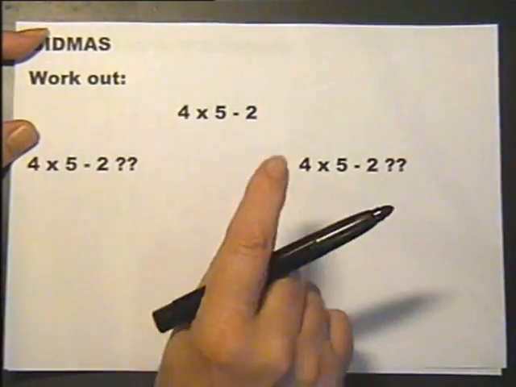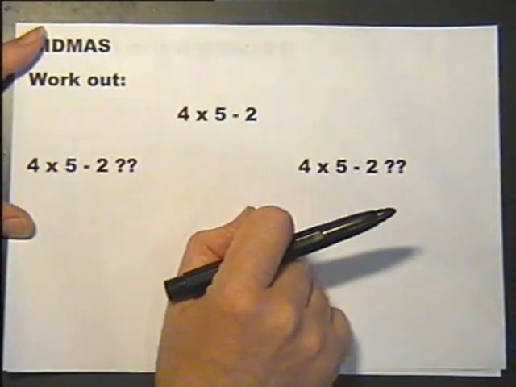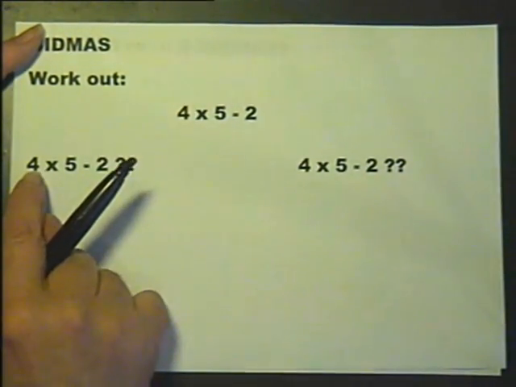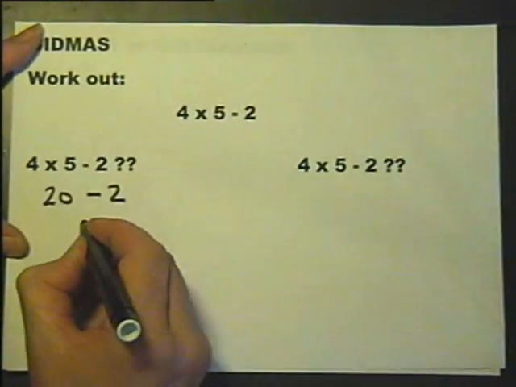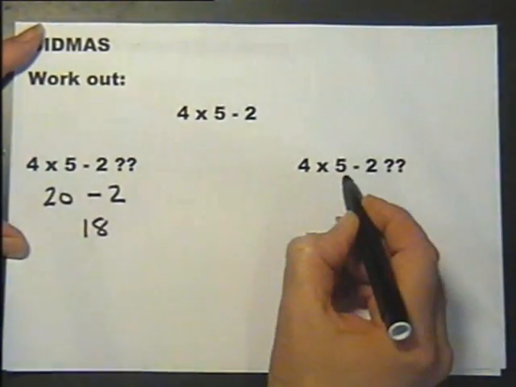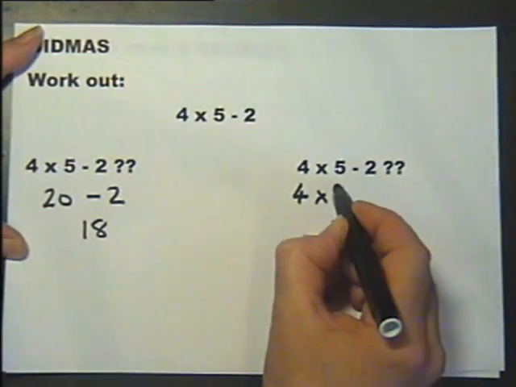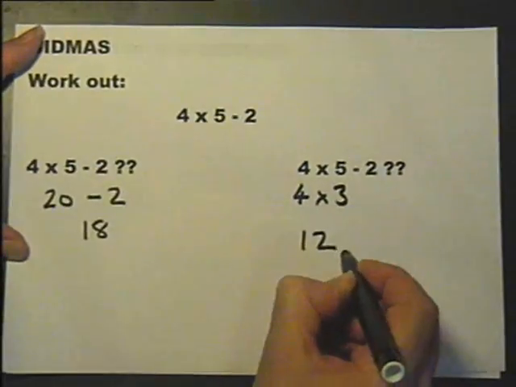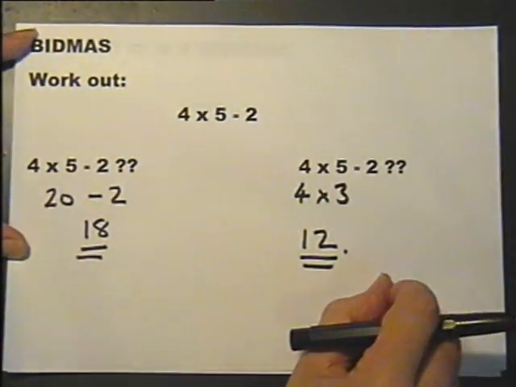Let's look at this question. 4 times 5 subtract 2. So what does that actually mean? Does it mean 4 times 5 and then subtract the 2? Or does it mean 4 multiplied by the 5 subtract 2, which is 3, which gives you an answer of 12? So unless we have some sort of rules, we're all going to get different answers.